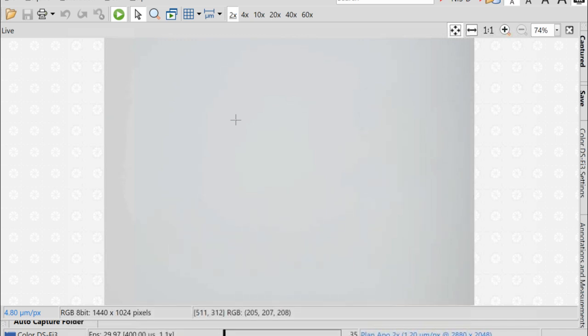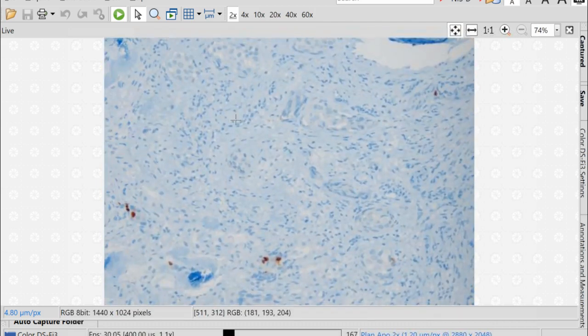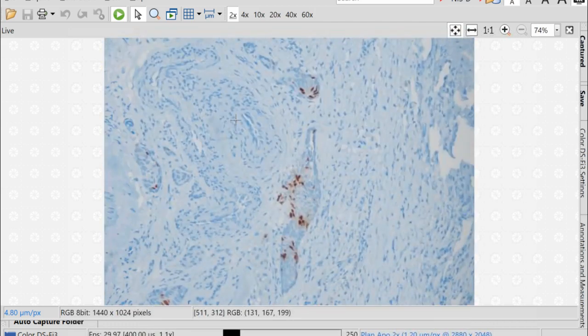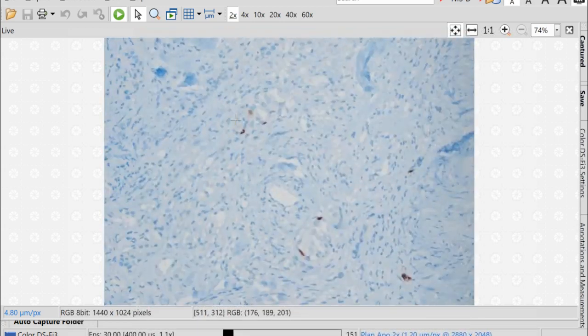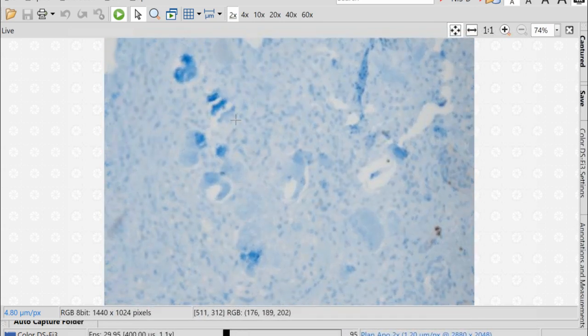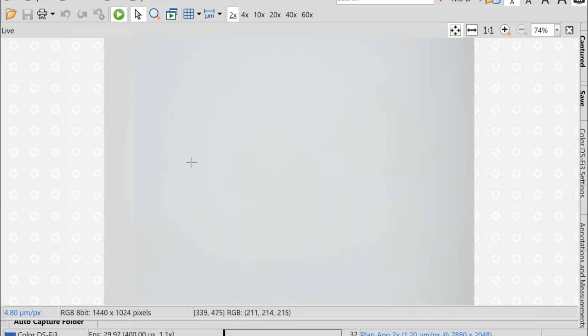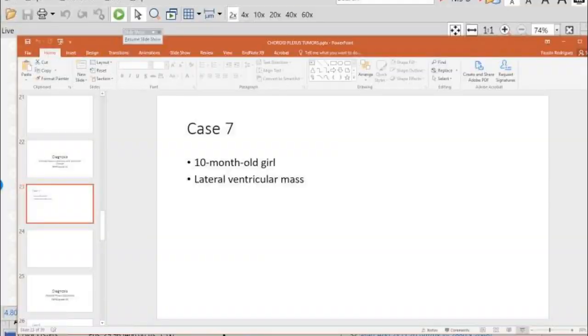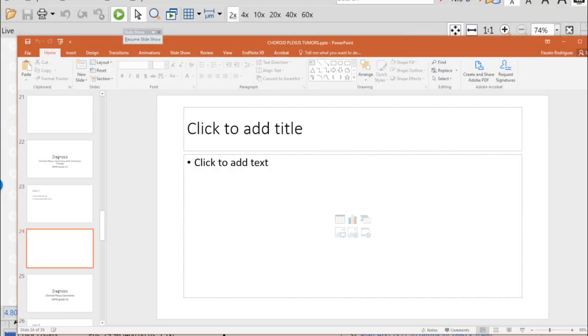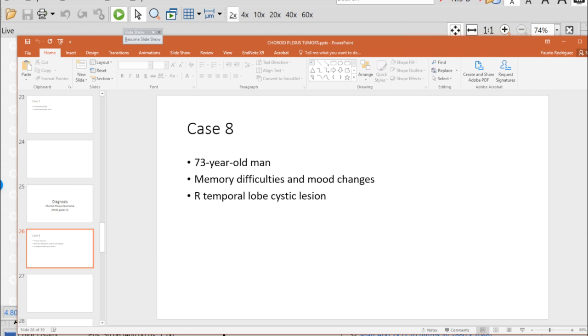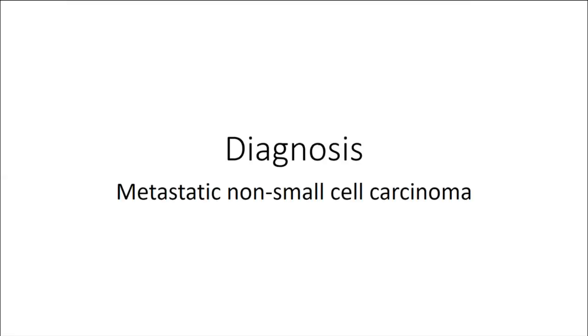So, let's see, p63, some positivity as well, focal. So actually, this was metastatic non-small cell carcinoma. That was the diagnosis at the time. I believe a lung mass and carcinoma was identified subsequently.